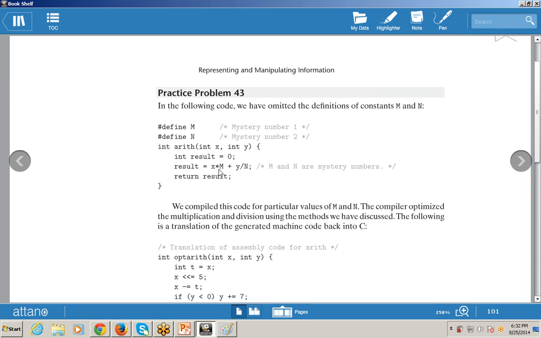Now calculate result equals to x into m. X is the variable which is given by the user. So multiply that value by m, as m is defined already at the top. So m value is multiplied by whatever the user inputs, and divide the y value by m. These are the values required from the user, and m is already defined, and then at last return the result. This code shows how we can define the variables in the header files.